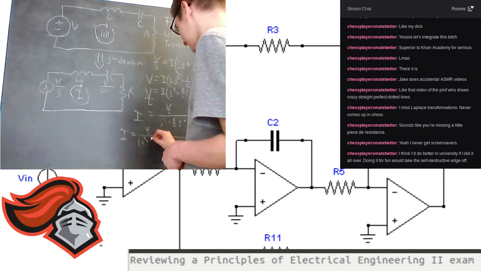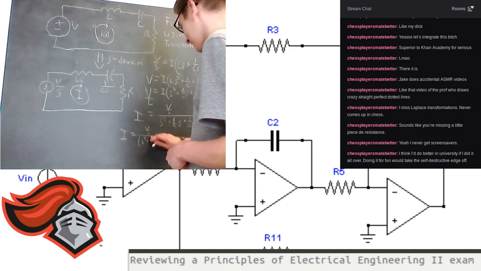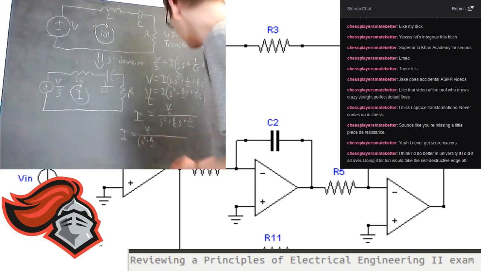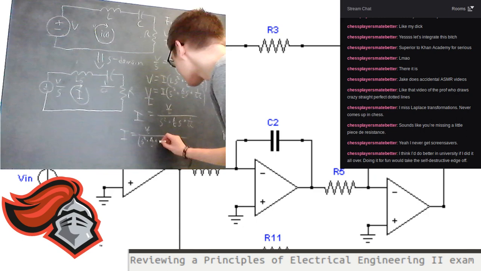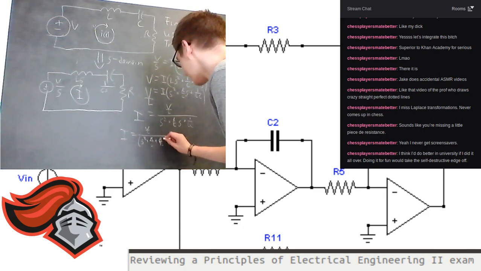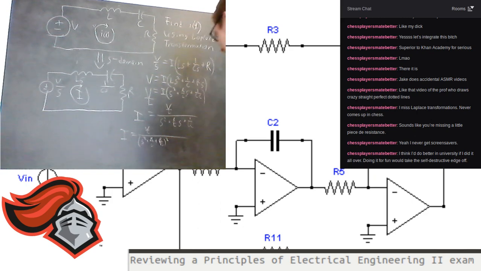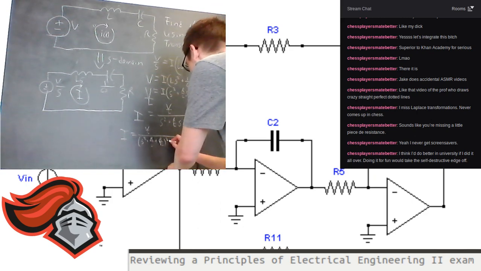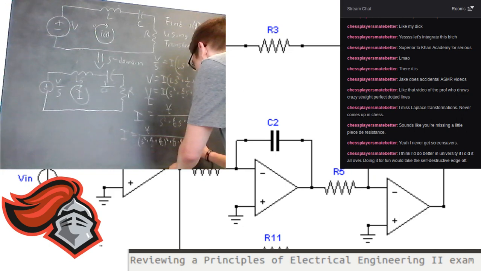plus R over L S plus R over 2L squared plus 1 over LC minus R over 2L squared.